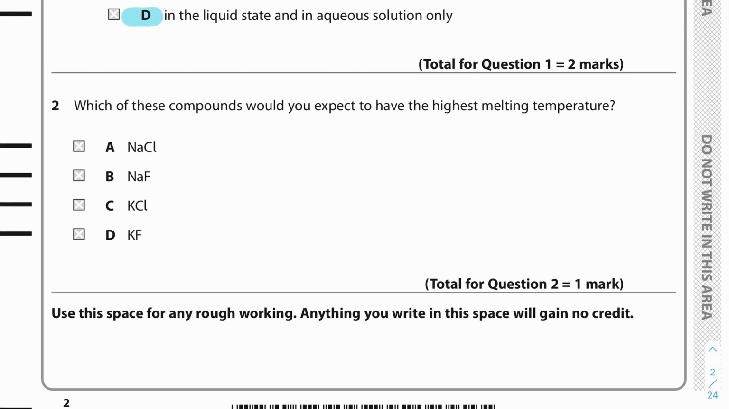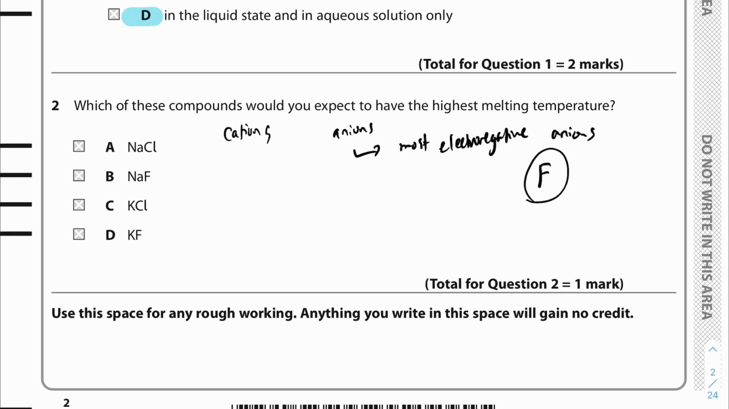Which of the following compounds would you expect to have the highest melting temperature? We have A, NaCl, B, NaF, C, KCl, and D, KF. Now, to find out the highest melting temperature, we need to realize that the compounds are between cations and anions, right? To have the highest melting temperature, we want the most electronegative anion. So which in this case is F, right? It's the most electronegative anion here.